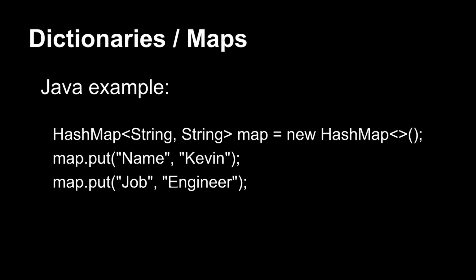I could set that to an object, so that I can store strings, I can store integers, I can store array lists or other hash maps. But in this case, I just set two strings. So I say map.put. What I'm doing is saying, hey, for my new hash map, give me a key of name and set the value to Kevin. Give me a key of job and set the value to engineer.